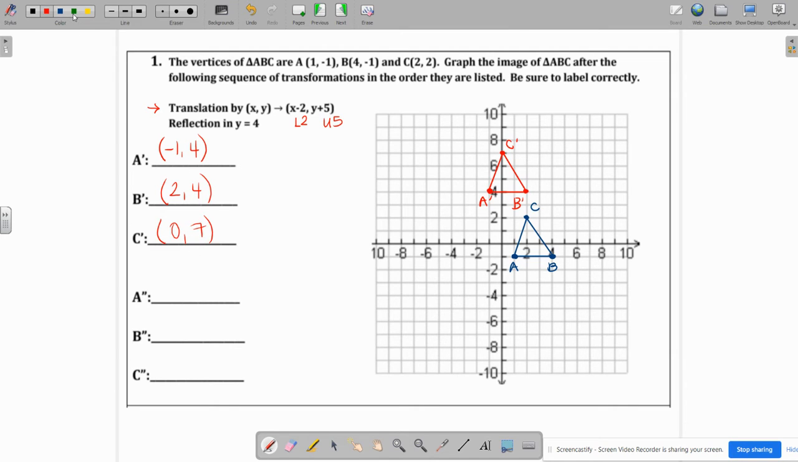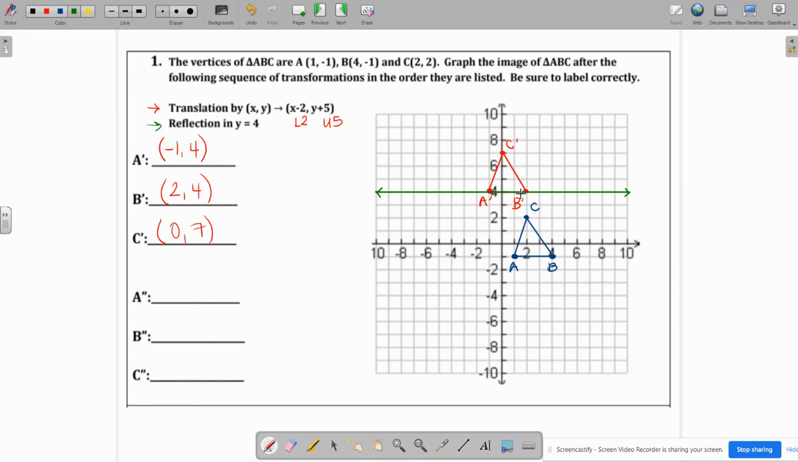So for the second transformation in our sequence, this is a reflection over the line y equals 4. And so we are going to take this new first image and reflect it. So you don't go back to the original pre-image. So the first thing I'm going to do is graph my line of reflection. Y equals 4 is going to be a horizontal line where all the points have a y coordinate of 4. So it's this horizontal line right here.